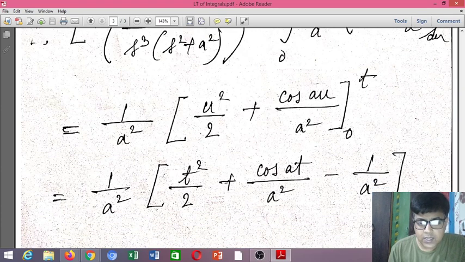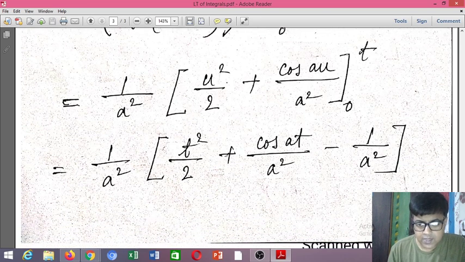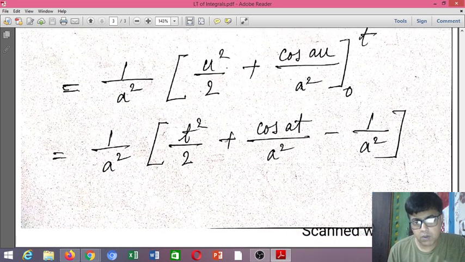That is, I get 1 by a square, t square by 2, lower limit is 0. Here in this case, cos a t, and the lower limit is not 0, it's cos 0 which is 1. So it's minus 1 by a square coming over here. So I get 1 by a square into t square by 2 plus cos a t by a square minus 1 by a square. So that gives me the final answer of this particular question.